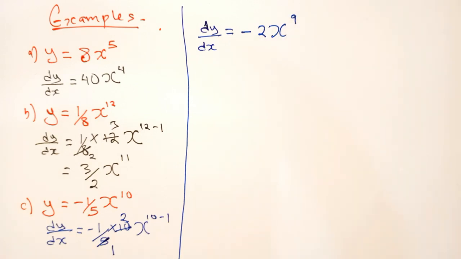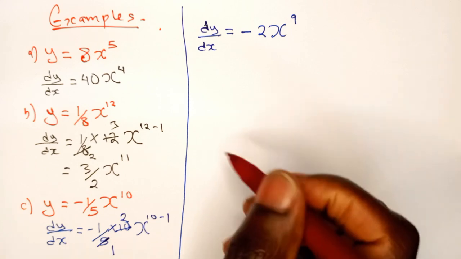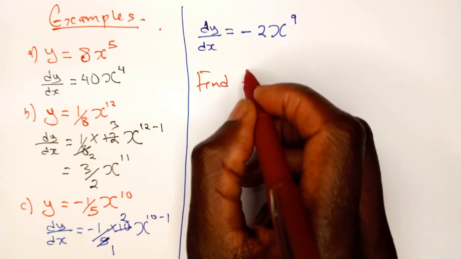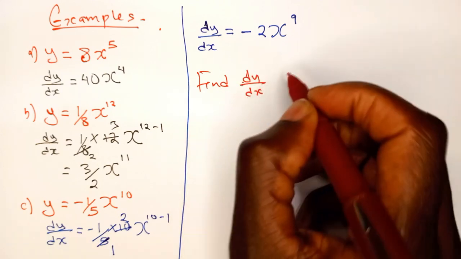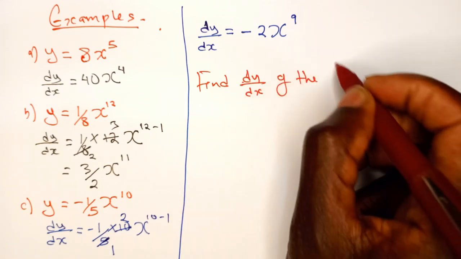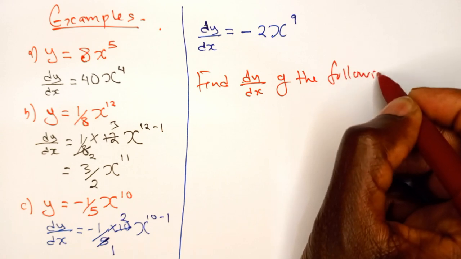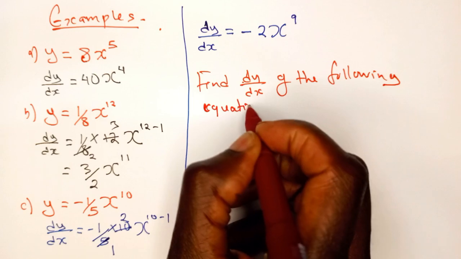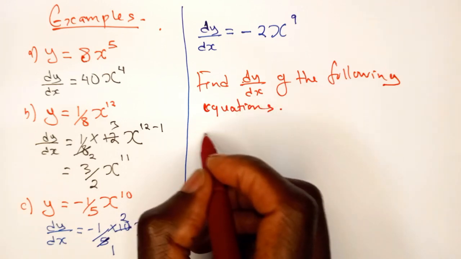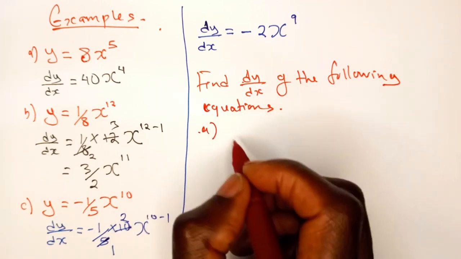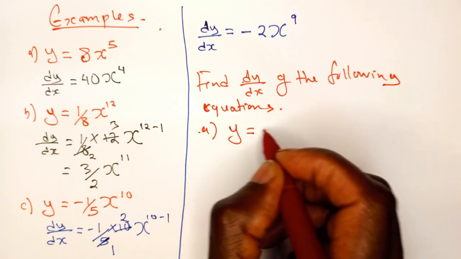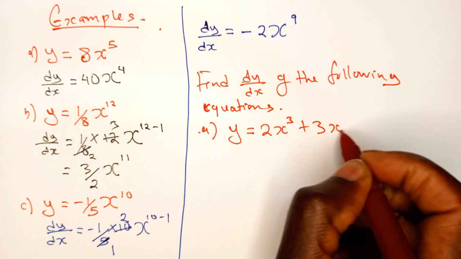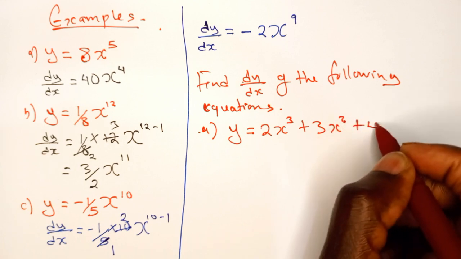Let's continue with the example. We're told to find dy dx of the following equations. So A, I have y is equals to 2x cubed plus 3x squared plus 4x.